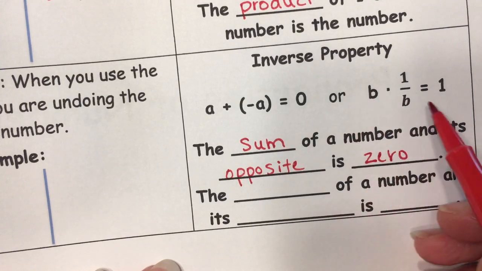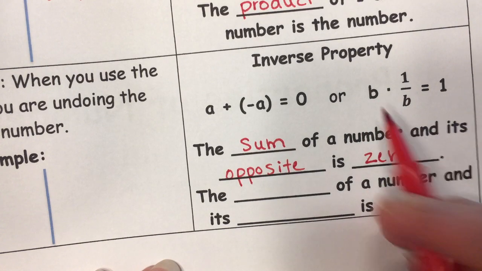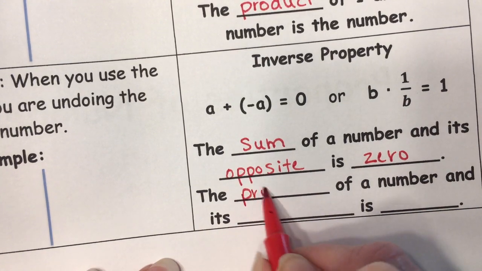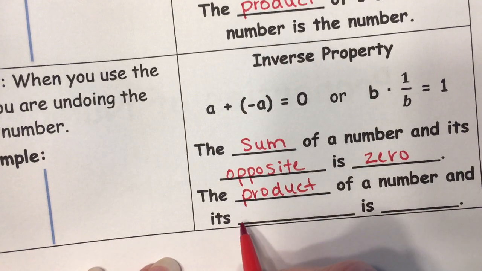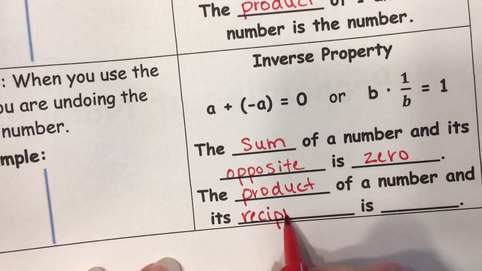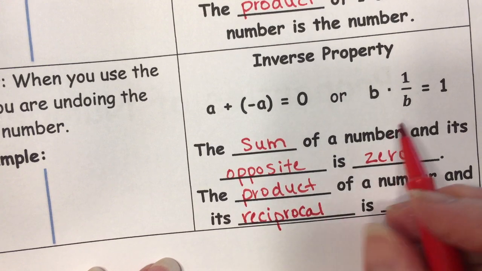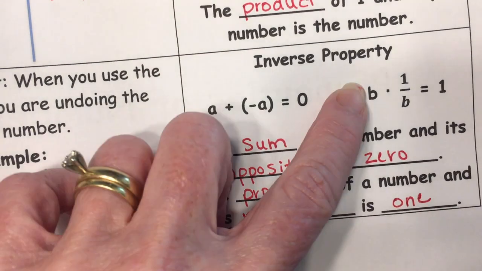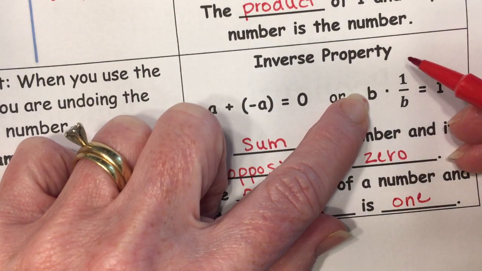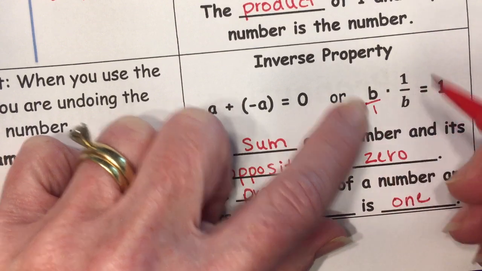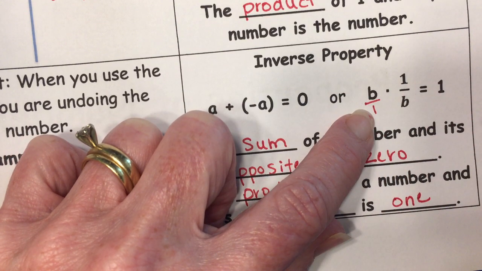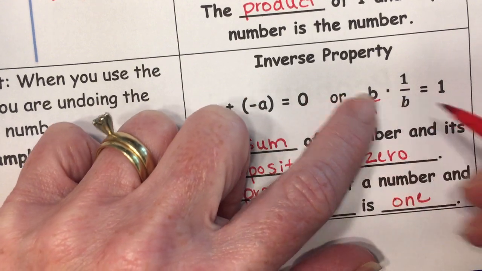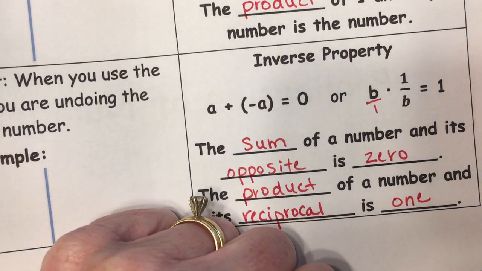All right, so what gets rid of the number in multiplication, or what changes the number in multiplication? Well, the product, you're multiplying, of a number and its, we call it the reciprocal, okay, is always going to be 1. All right, so I can start with b, but if I multiply it times 1 over b, okay, so I can make this b over 1. If I multiply times 1 over b, then what I end up with is b over b, which is just 1 whole. All right, so we've taken b and we've undone it. That's how I remember the inverse property.